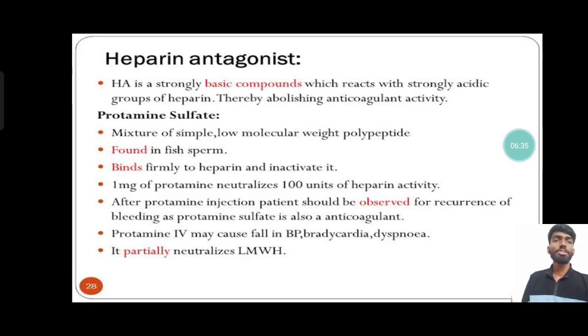After protamine injection, the patient should be observed for recurrence of bleeding, as protamine sulfate is also an anticoagulant. Protamine given intravenously may cause a fall in blood pressure, bradycardia, and dyspnea. It partially neutralizes low molecular weight heparin.